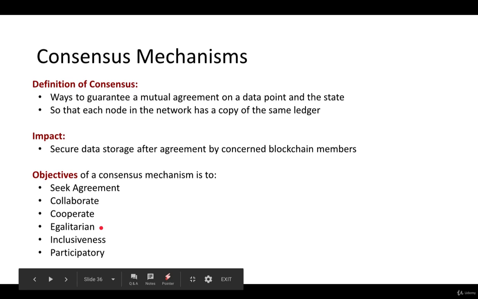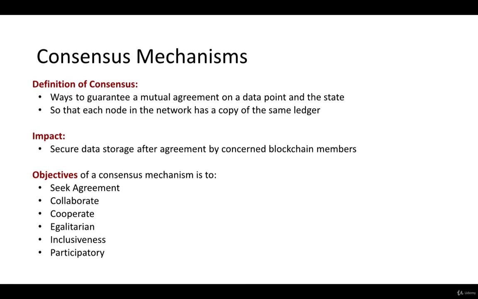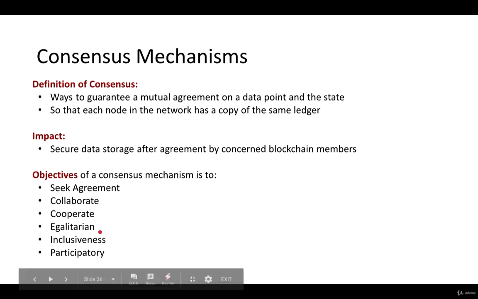The other objective is egalitarian, which means if a group is trying to achieve consensus, they should ensure that each and every one has equal weightage to vote, and no one person's vote has a larger weight compared to the others.